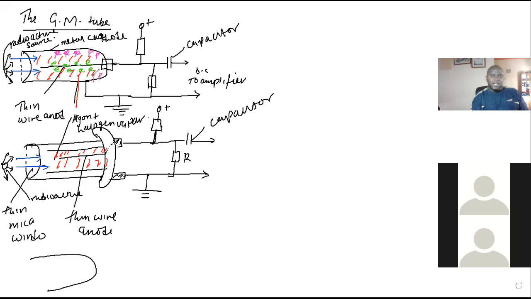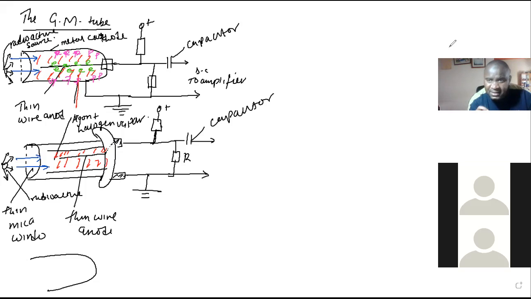So the positive ions have moved to the metal cathode. So when does this happen? It happens when the radioactive source enters through the thin mica window and enters into the GM tube. When it enters into the GM tube, the radioactive source is going to find the argon gas, and the radioactive source particles are going to collide with these argon gas molecules.